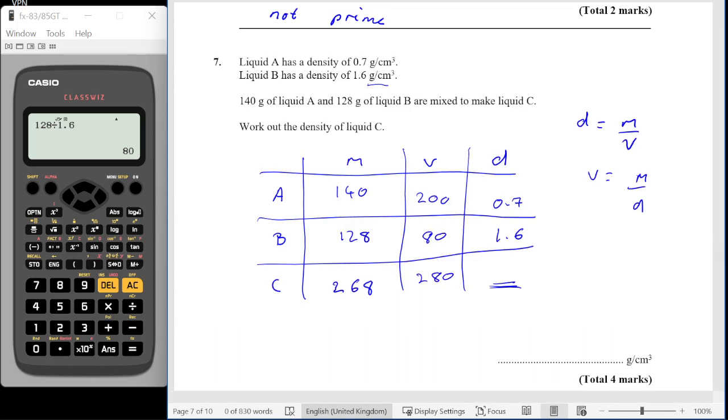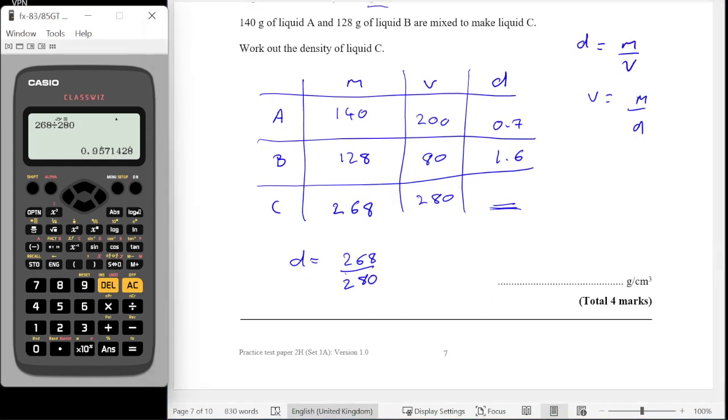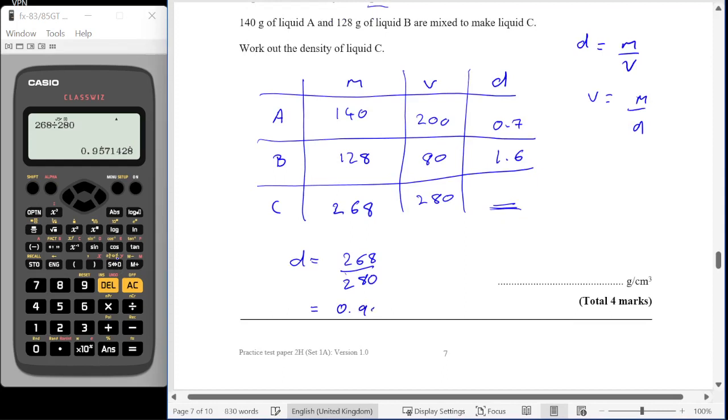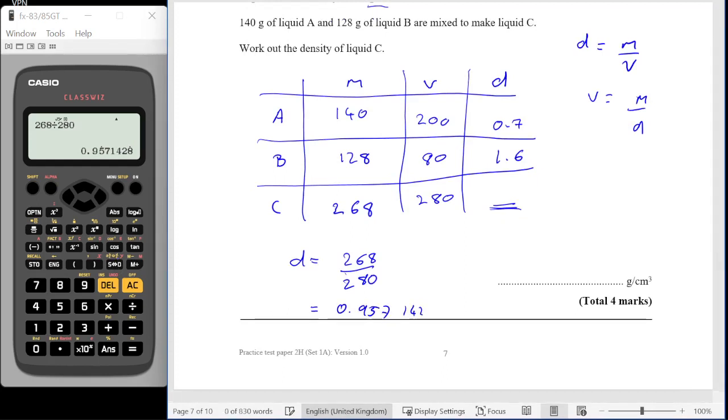So it will have a density of, density is going to be equal to the mass, 268 divided by 280. So 268 divided by 280 gives us 0.957 1428... so I'm going to give it to, let's say, three decimal places, so 0.957 to three decimal places.